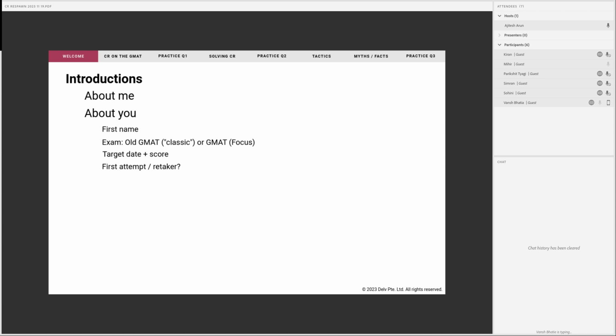And what is your target date? When are you planning to take the exam? What kind of score are you targeting? And finally, just a small piece of information, if you could share: are you planning to take the GMAT for the first time? Is this going to be your first attempt? Or have you taken it before? So let's start. We'll go in the same order that we see on the screen. So, Kiran, we'll start with you. Please go ahead. Feel free to unmute and let us know.